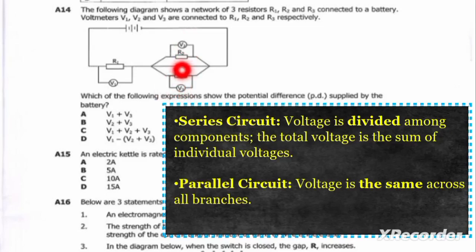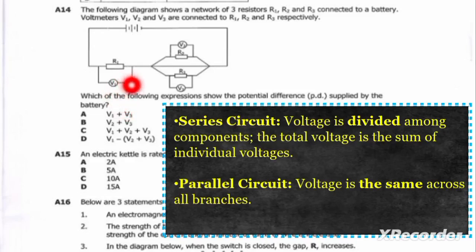So this one and this one are in series, but this one and this one are in parallel. Therefore, here we have the same voltage. So here we have V2 and V3. Between V2 and V3, we are just going to pick one, since the voltage is the same across all branches.